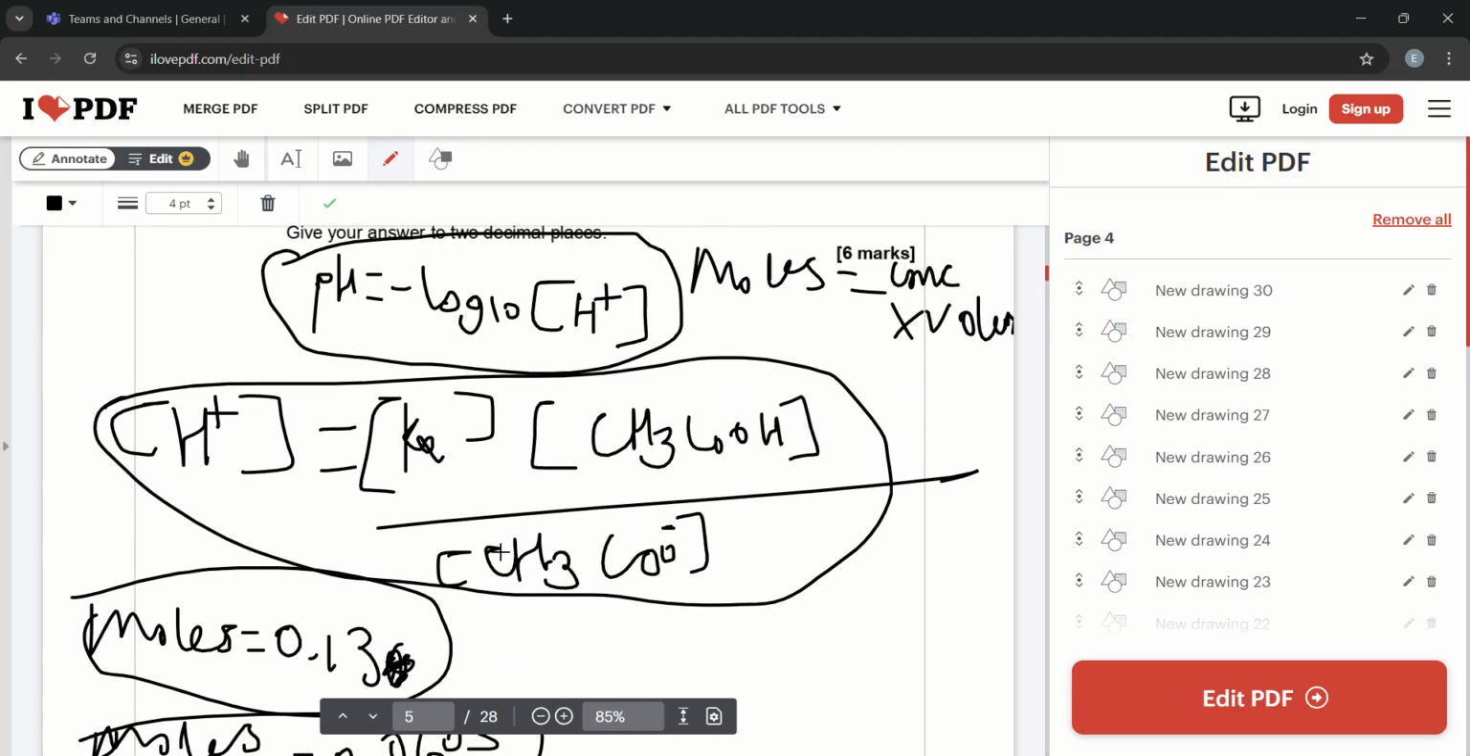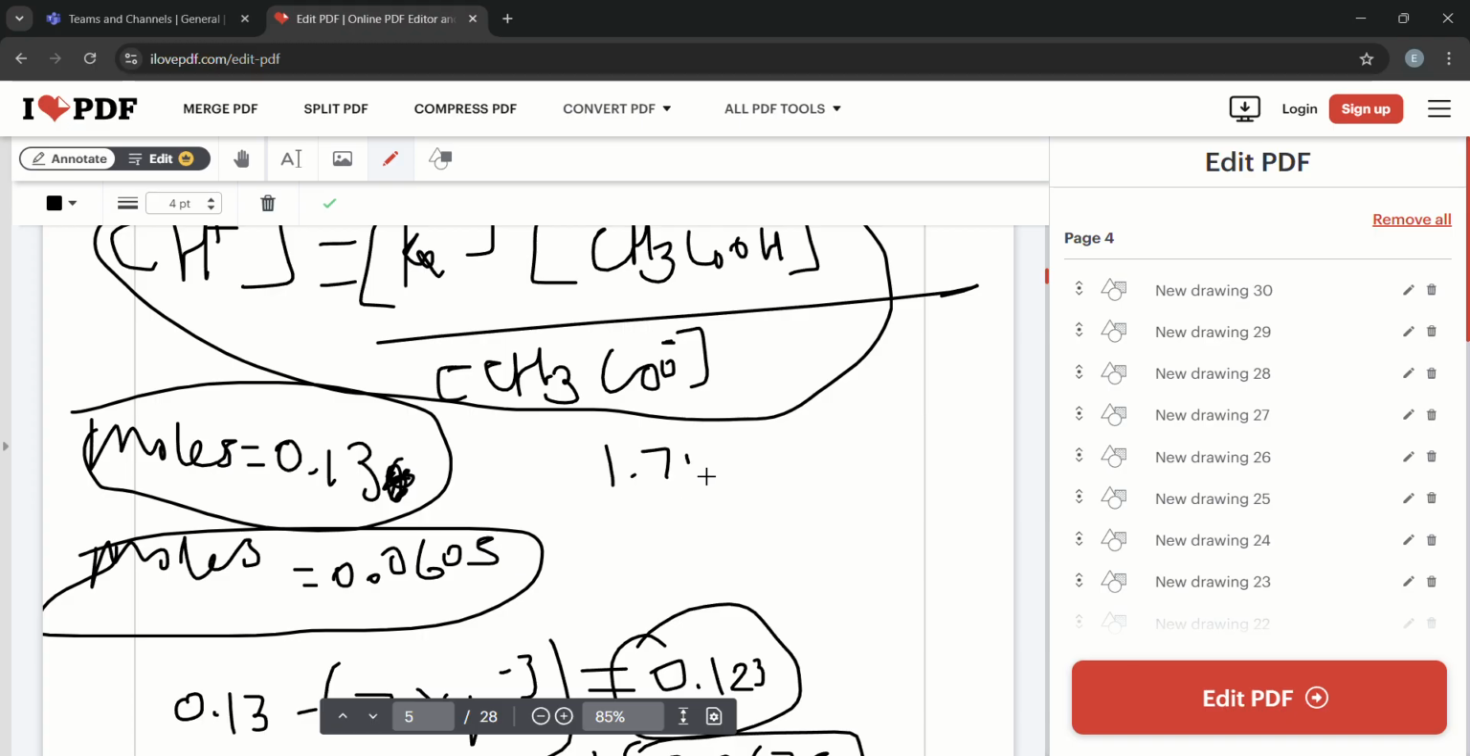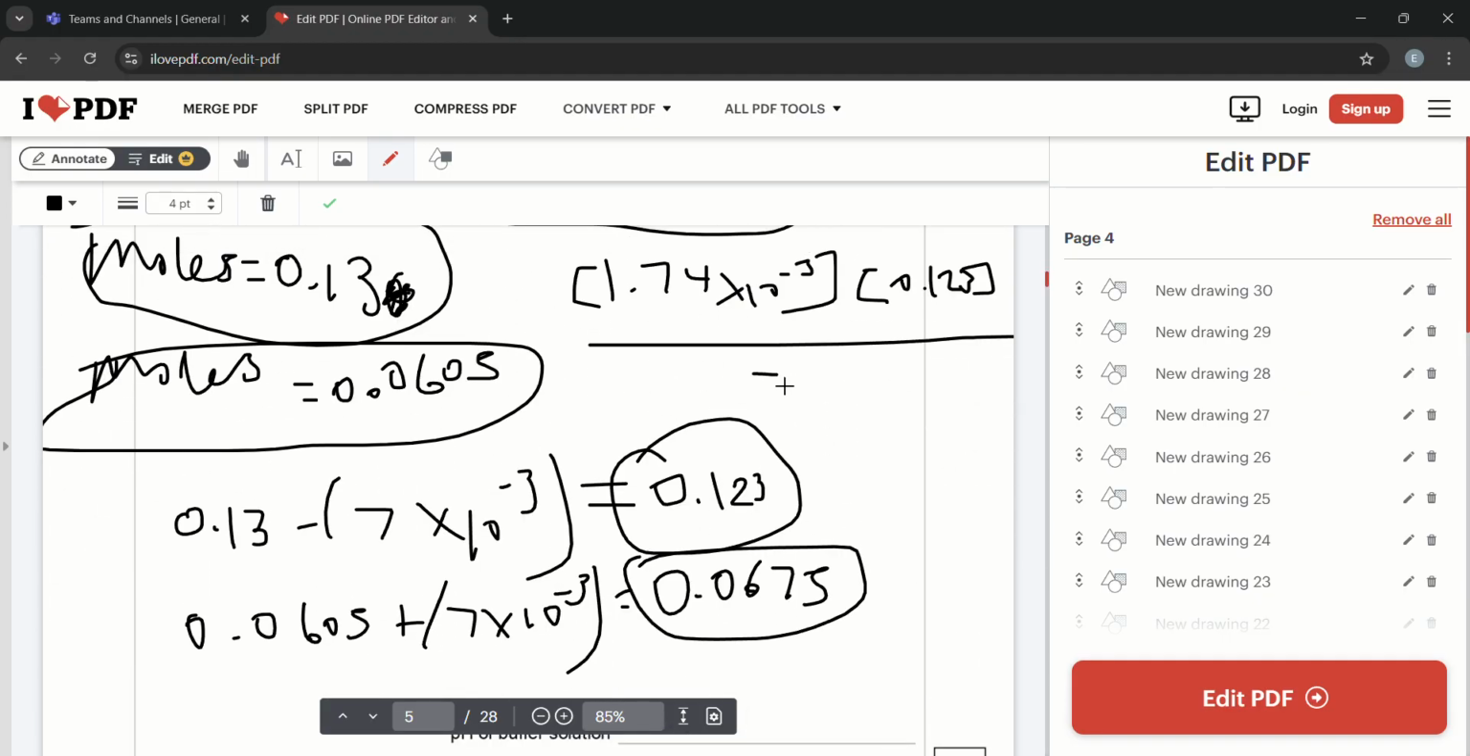And there we go. We can quite easily answer the question now. We've got the values that we need. So H plus is going to be 1.74 times 10 to the power minus 5, times square brackets 0.123, which is the moles of CH3COOH after addition, divided by 0.0675.